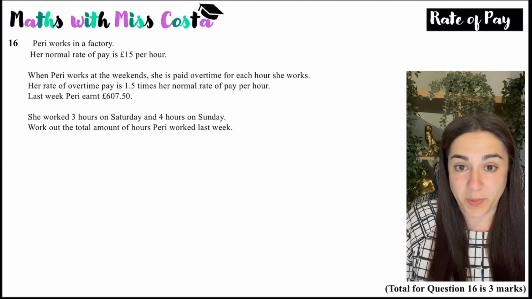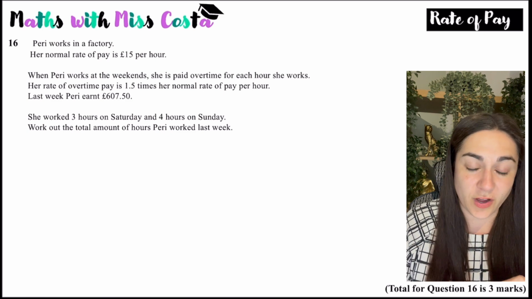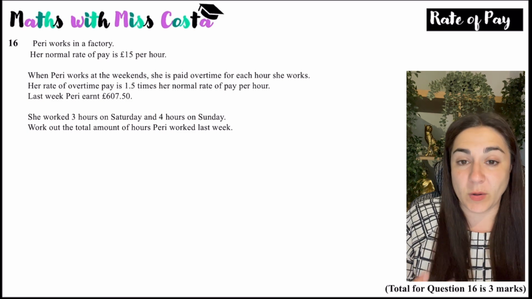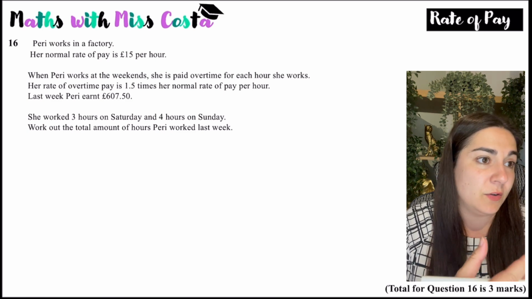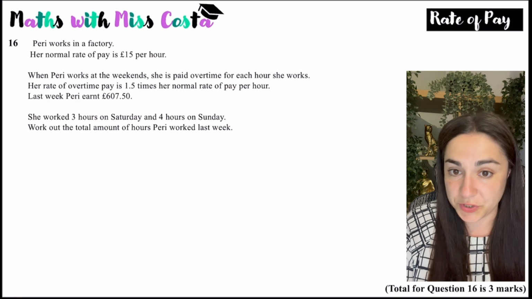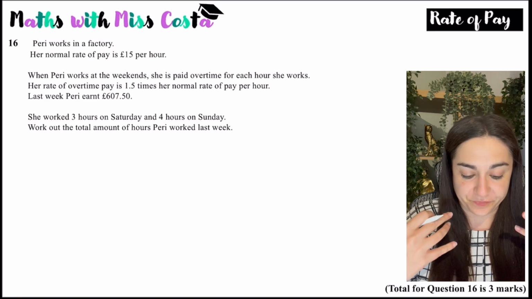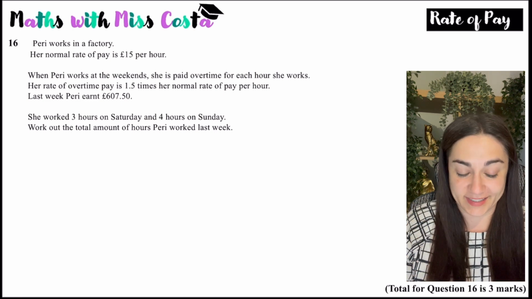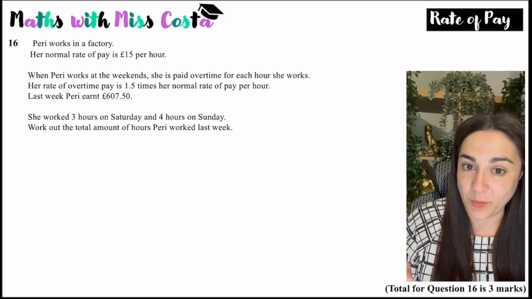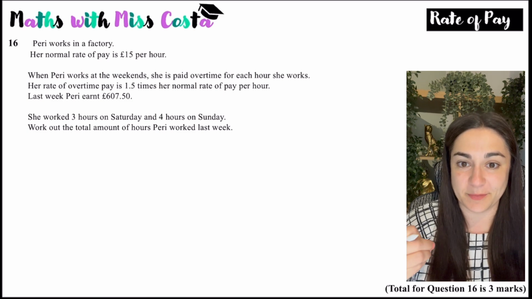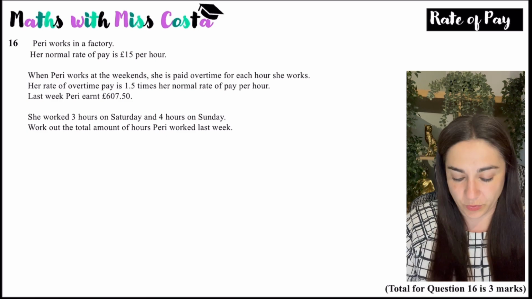So your normal pay is a set amount, and then your overtime is normally a multiplier of that. So, 1.5 times or 2 times the amount. So that's what rate of pay essentially is. It means how much you get paid per hour, and you get paid different amounts depending on whether it's your normal hours or your overtime.